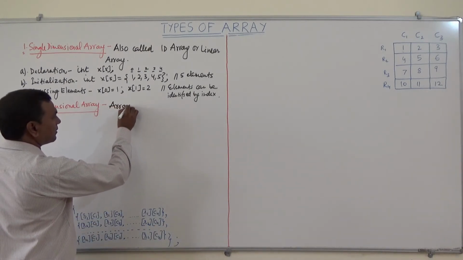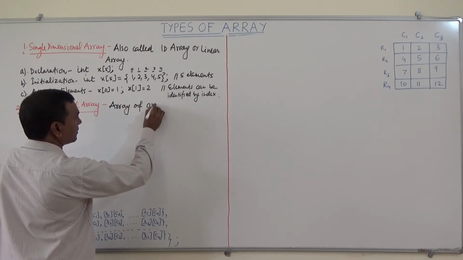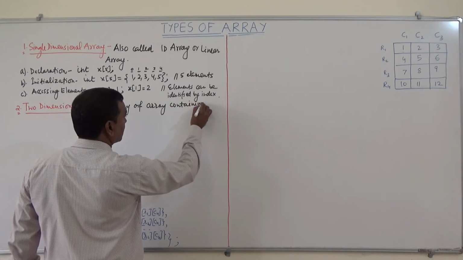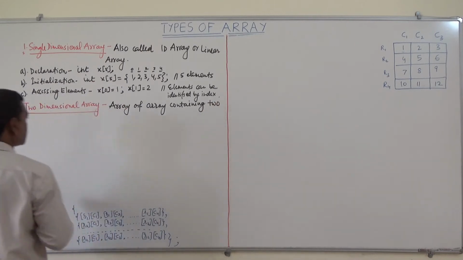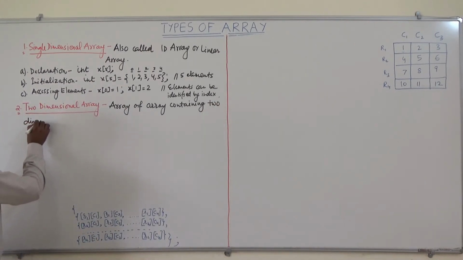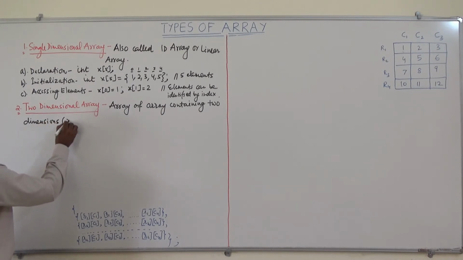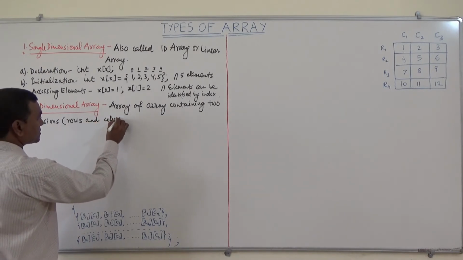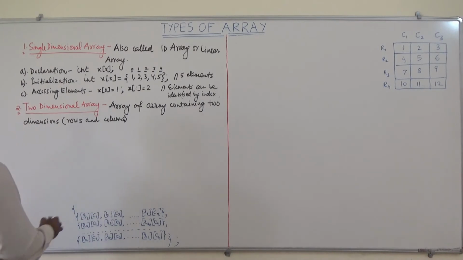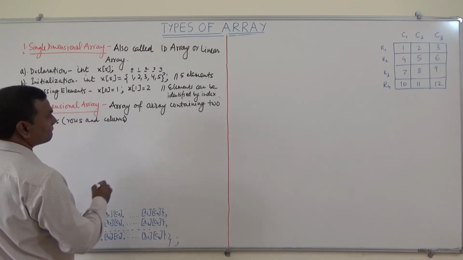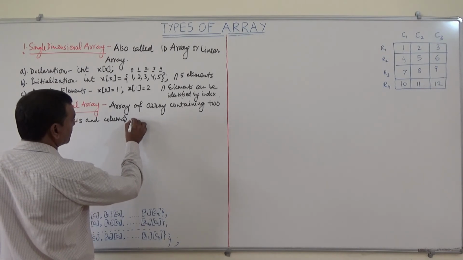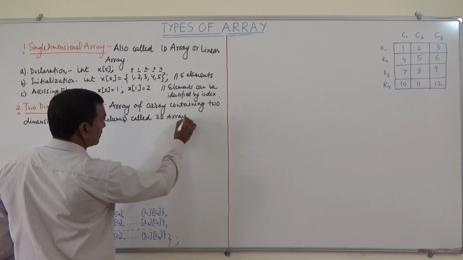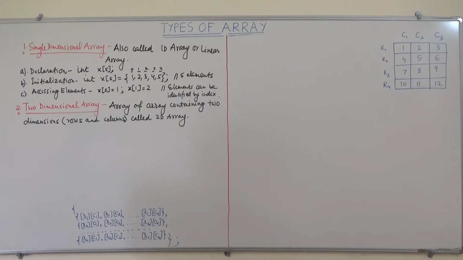Array of array containing 2 dimensions, that is rows and columns, called 2D array. So this is called 2D array.